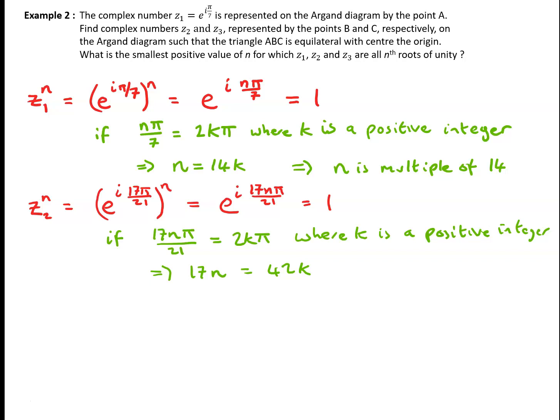And as we said before, if we're going to have 1, we must have then 17n pi divided by 21 must be 2k pi, where k is a positive integer. Now, multiplying up by the 21, we've now got 17n must equal 42k. Now, since 17 and 42 have no prime factors in common, this means that n must be a multiple of 42.